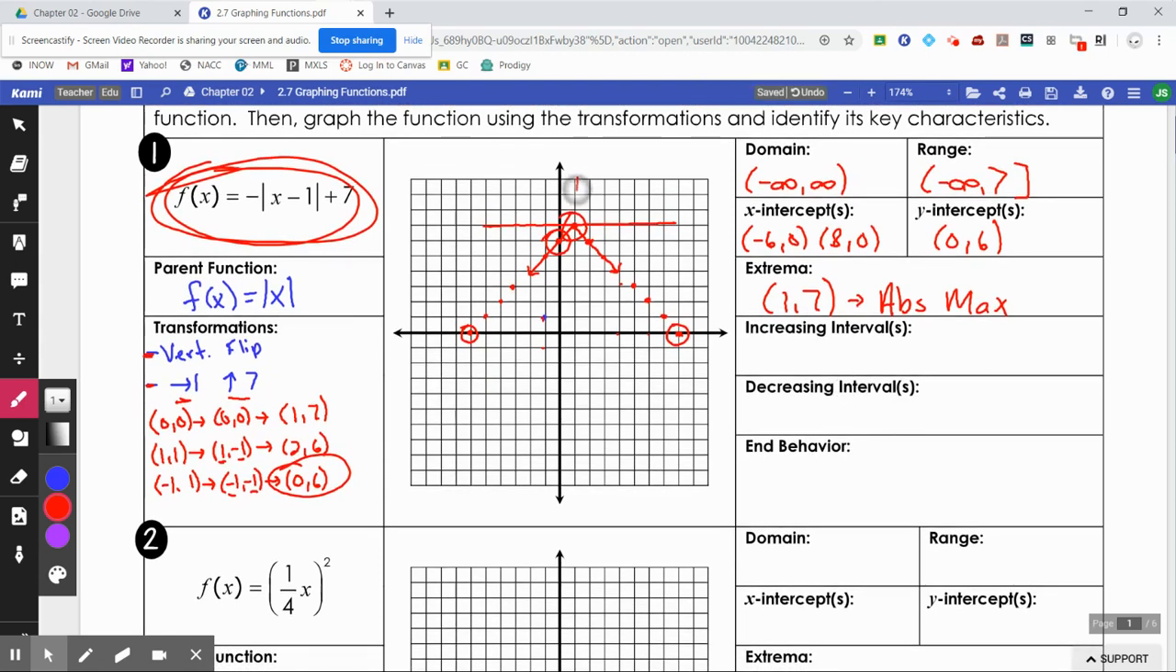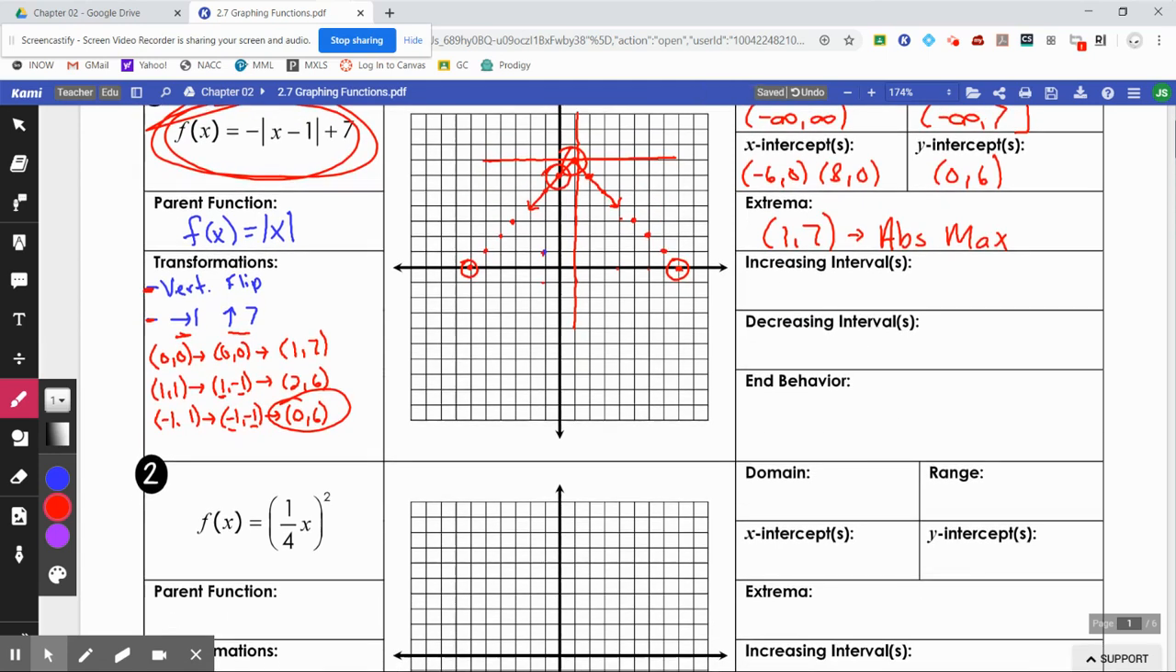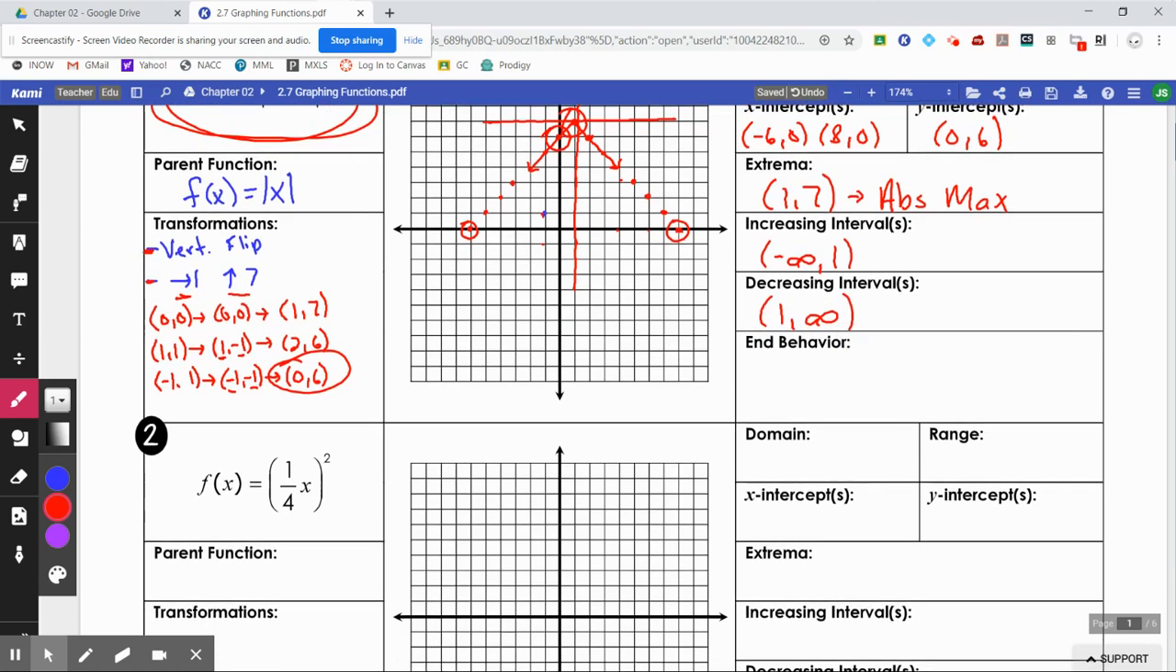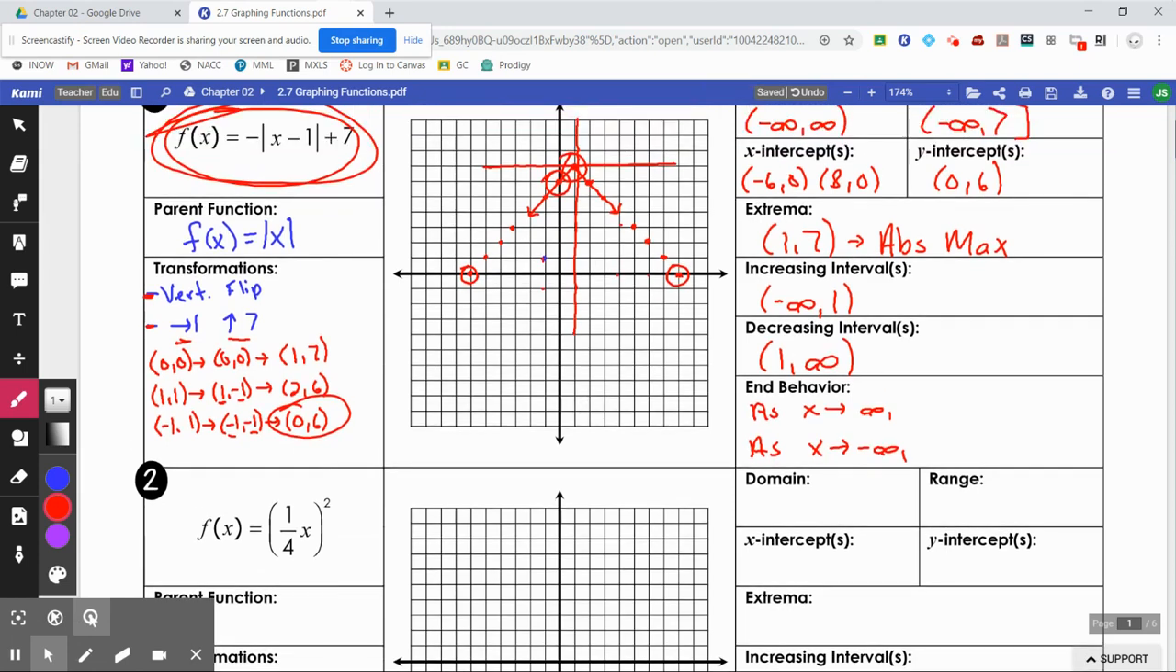Increasing intervals, here is the cutoff point. So it's going to increase from negative infinity up to 1, and then it starts decreasing from 1 forever. In end behavior, as x approaches positive infinity, as we go to the right, your graph is going down. So that'd be y approaches negative infinity. Then as we go left on your graph, it is also going down. So as x approaches negative infinity, y also approaches negative infinity.